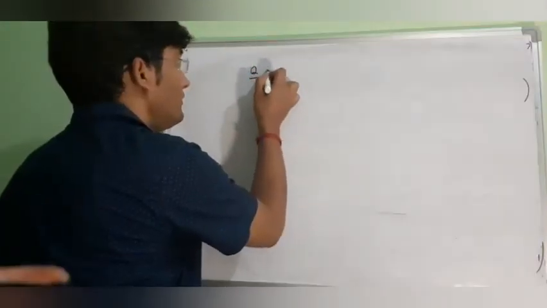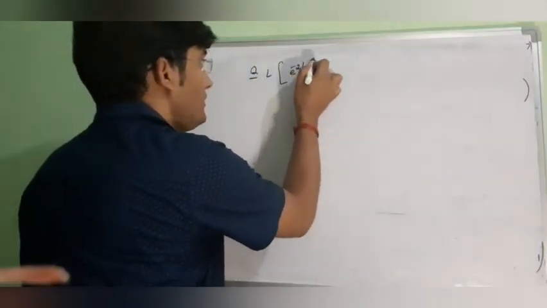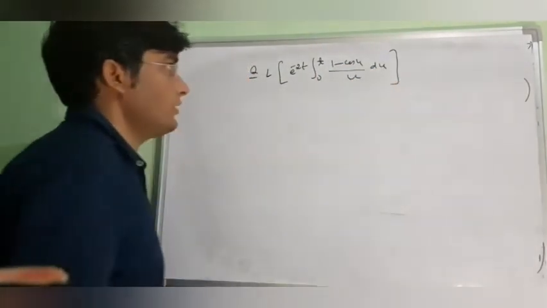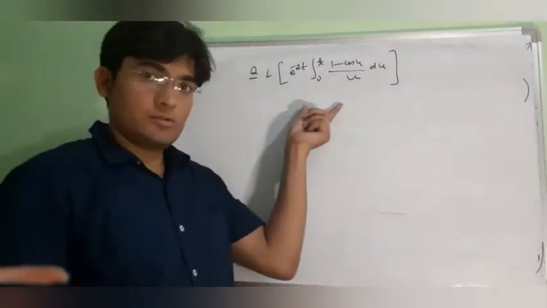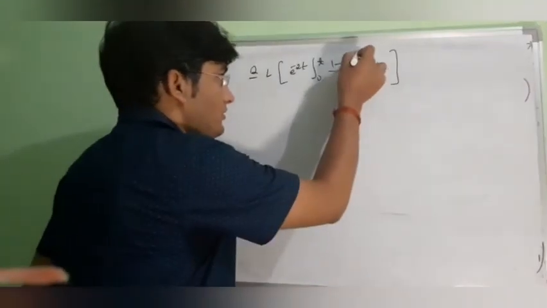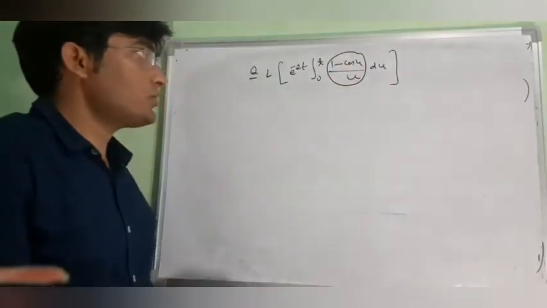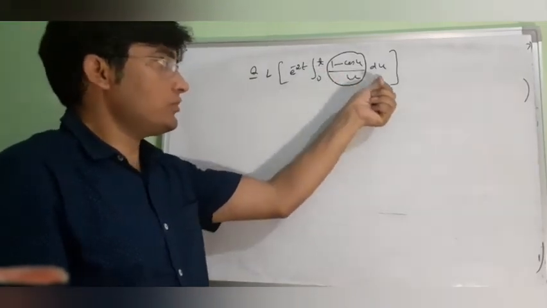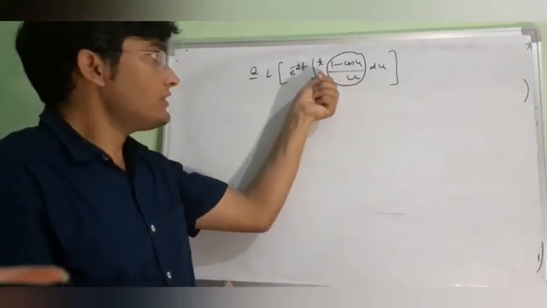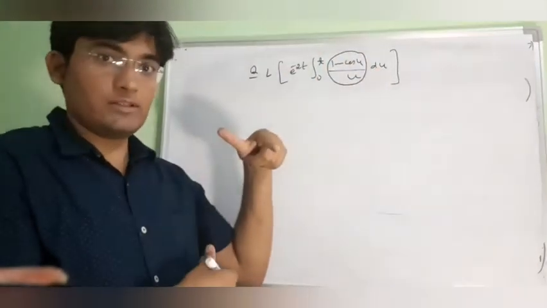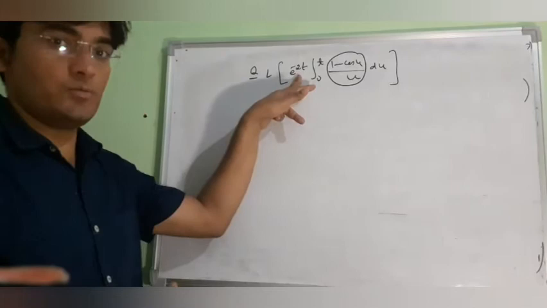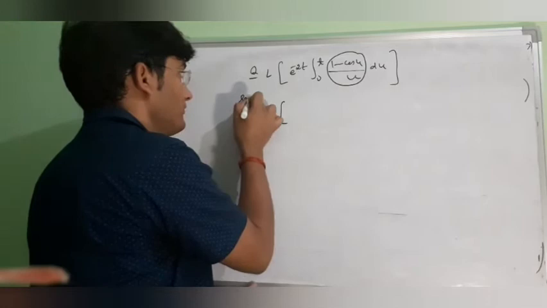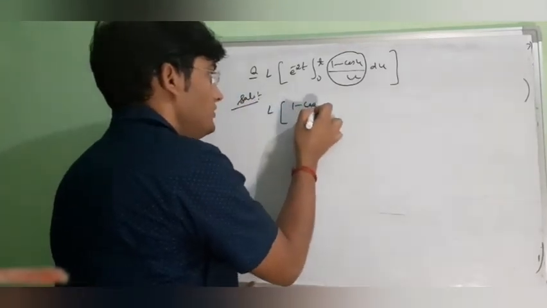So this is your answer. To evaluate Laplace of e to the power minus 2t, integral 0 to t, (1 minus cos u) upon u du. Now to evaluate the Laplace of this question, first of all, we will compute the Laplace of (1 minus cos u) upon u. Say this is your f(u), then this will be your integral 0 to t f(u) du. Then we will compute the Laplace of integral 0 to t f(u) du, which is your f(s) upon s. Then finally we will use the shifting formula. So first of all, let us compute the Laplace of (1 minus cos u) upon u.